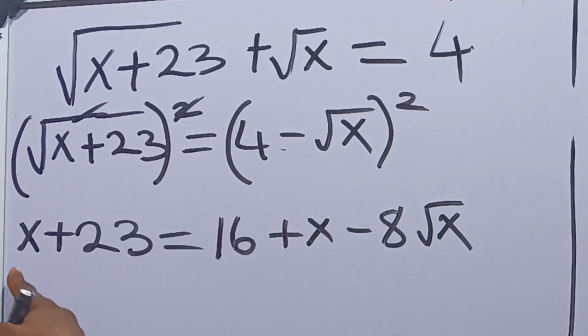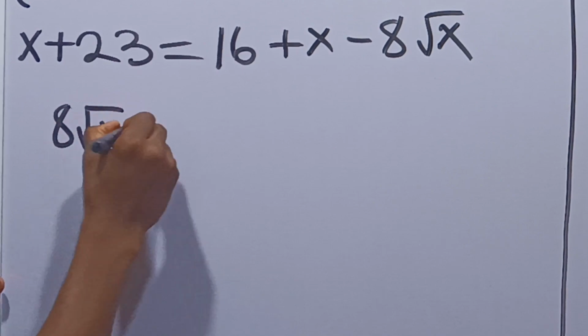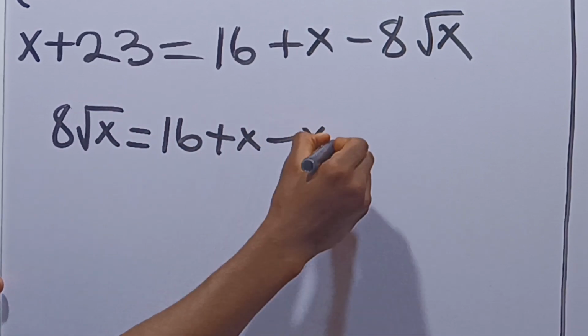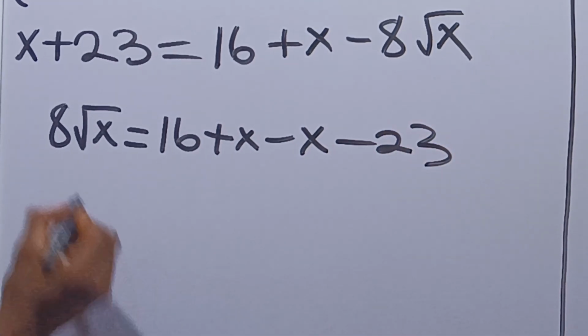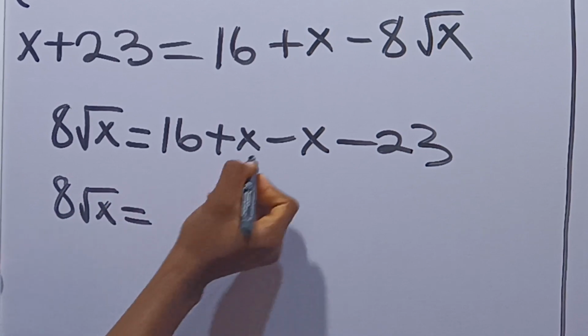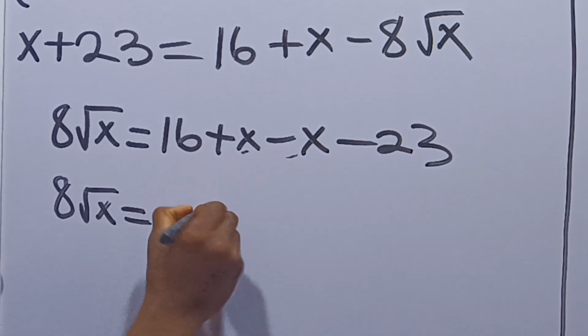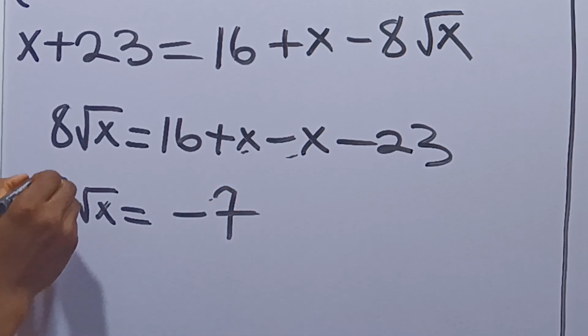Okay, now what we are left with here is that we can push this on to this side and push this 2 to this side. We have 8 root x is now equal to 16 plus x minus 23. Okay, we have here that 8 root x becomes equal to x minus x is 0, 16 minus 23 is negative 7. Okay, so that we square both sides again.